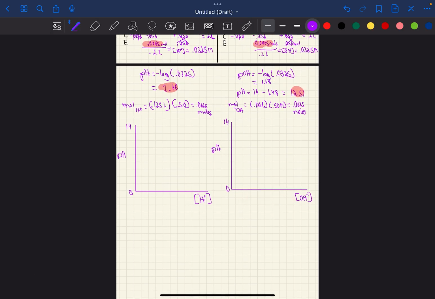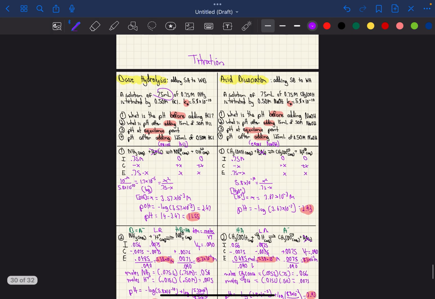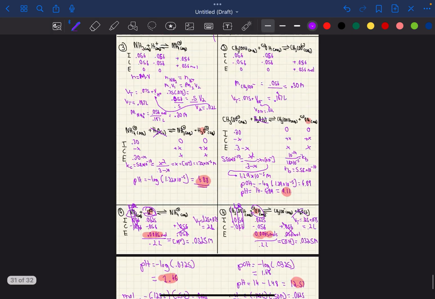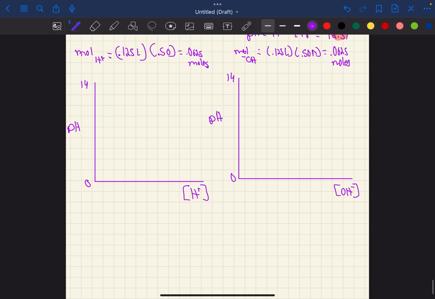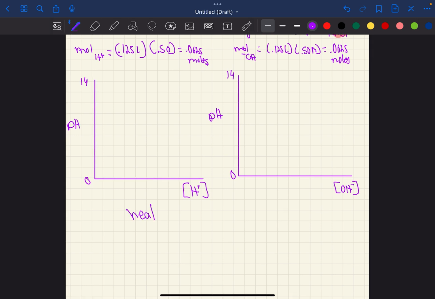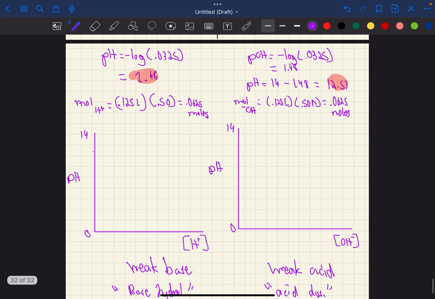So let's draw this out. Again, the initial pH was super high, like 11-ish. That makes sense, because you're dealing with a weak base, sorry, my bad. This is the weak base, and this is the weak acid. Just so you know what you're dealing with. And thus this is going to be your base hydrolysis, and then this is going to be your acid dissociation, right? So it's starting at a very high pH.